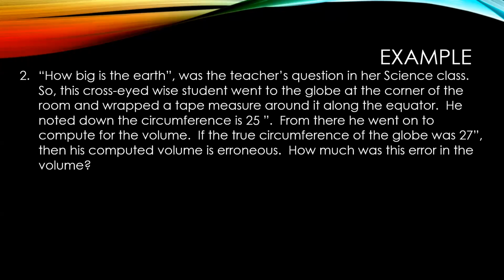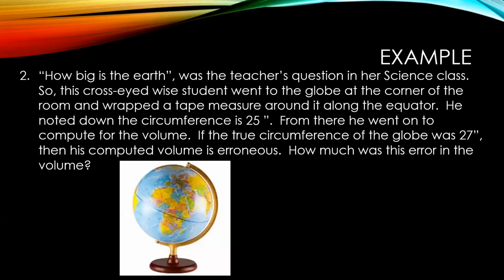Next. How big is the Earth? was the teacher's question in her science class. So this wise student went to the globe at the corner of the room and wrapped a tape measure around it along the equator. He noted down the circumference is 25. From there, he went on to compute the volume. If the true circumference of the globe was 27 inches, then his computed volume is erroneous. How much was the error in the volume?